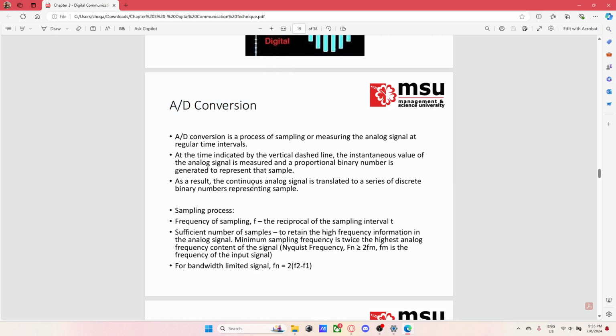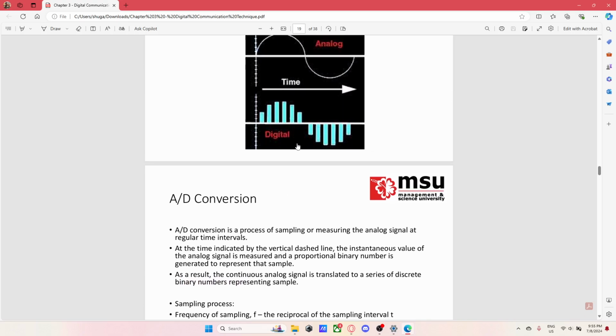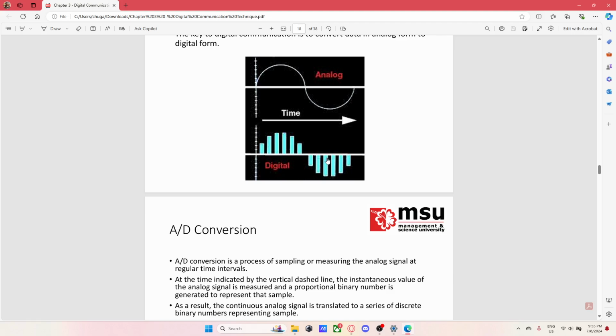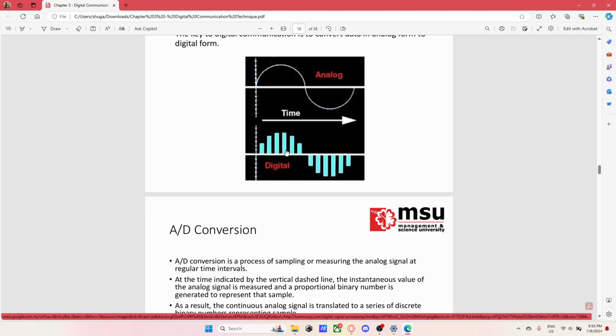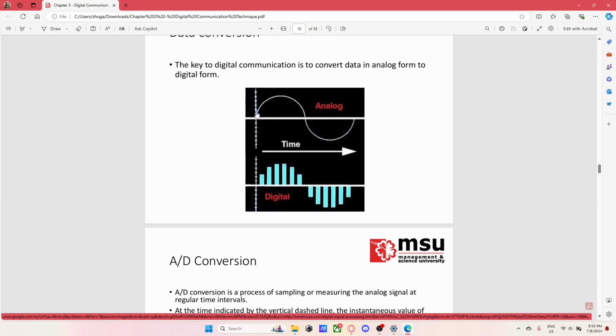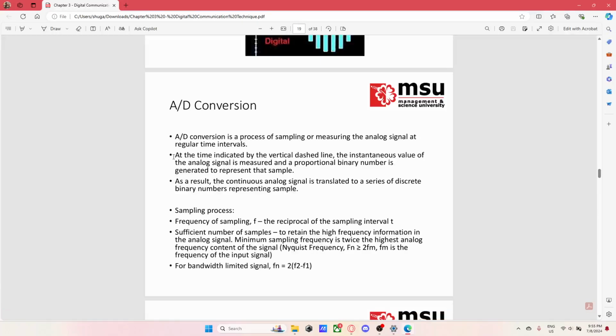And this conversion is a process of sampling, or measuring the analog signal at regular time intervals. At the time indicated by the vertical dash line, the instantaneous value of the analog signal is measured and a proportional binary number is generated to represent that sample. As a result, the continuous analog signal is translated to a series of discrete binary numbers representing samples. So as you can see, this is the digital signal made by sampling the analog signal, looking at the amplitudes at each point in different time.